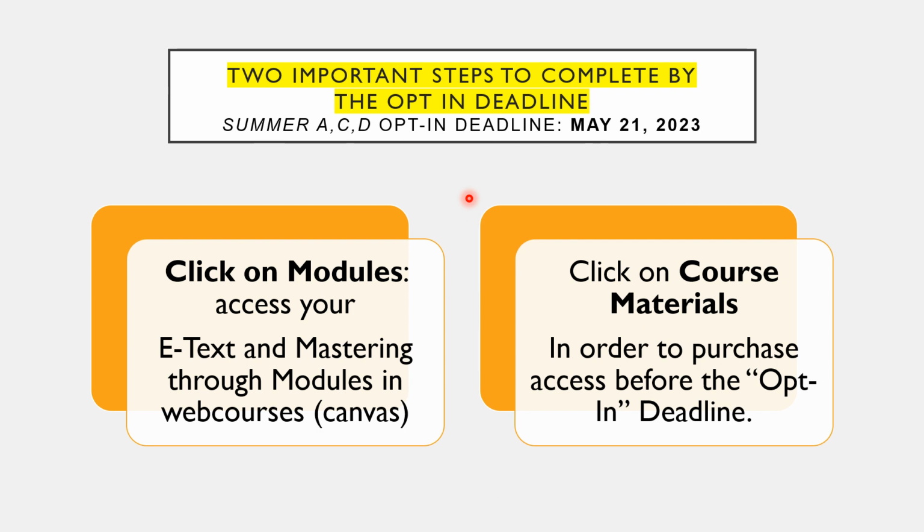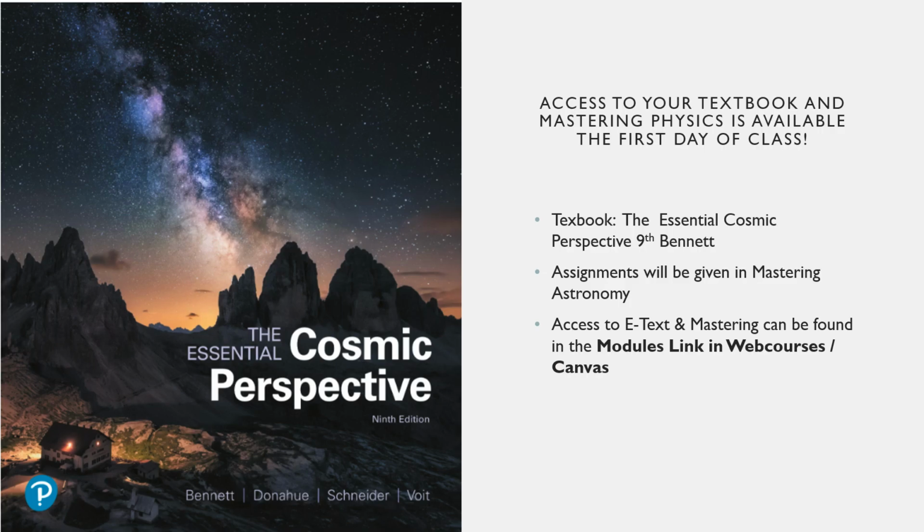There are two very important things that you must do before May 21st, which is Sunday. Number one, click on modules. This is where you're going to access the e-text and Mastering Astronomy. And number two, you'll click on course materials. If you're going to be staying in the course, this is where you can purchase access to the e-text and Mastering at a very reduced price, as long as you do it before the opt-in deadline, which is Sunday.